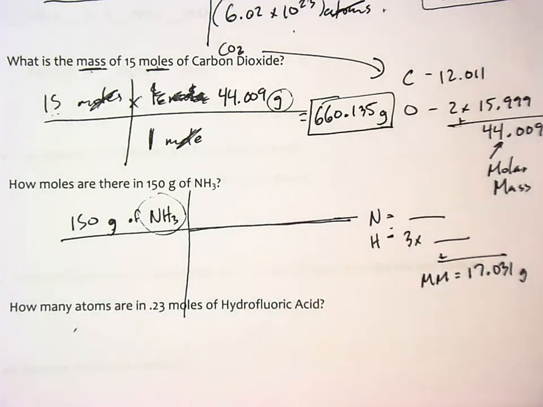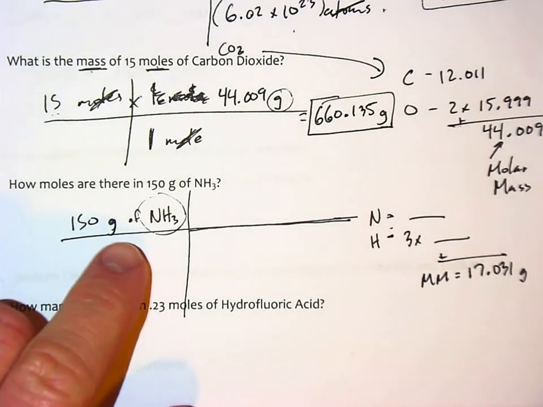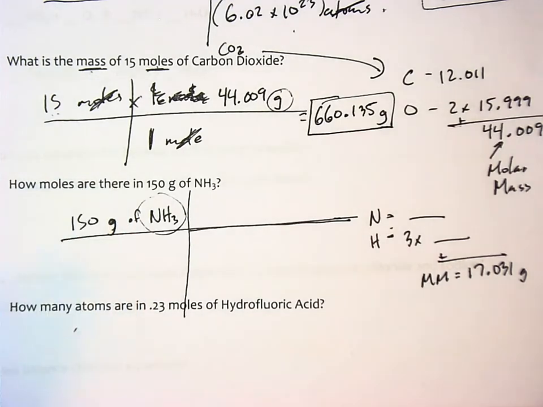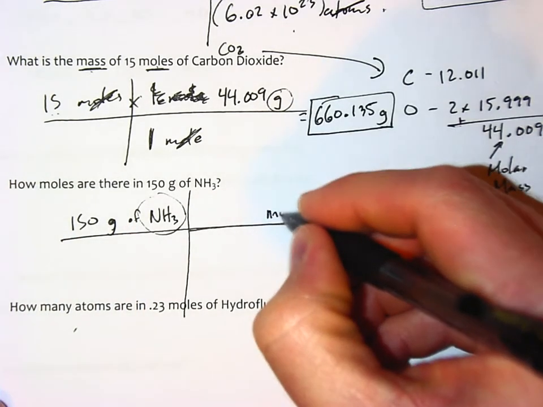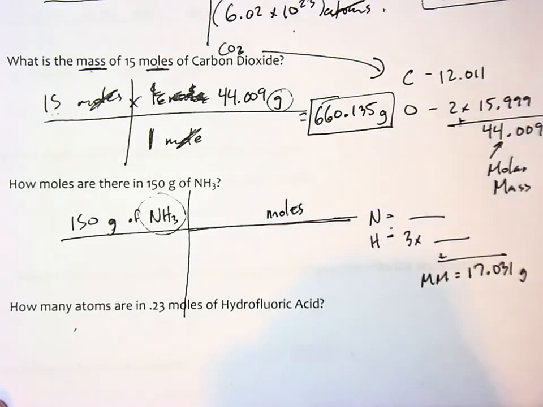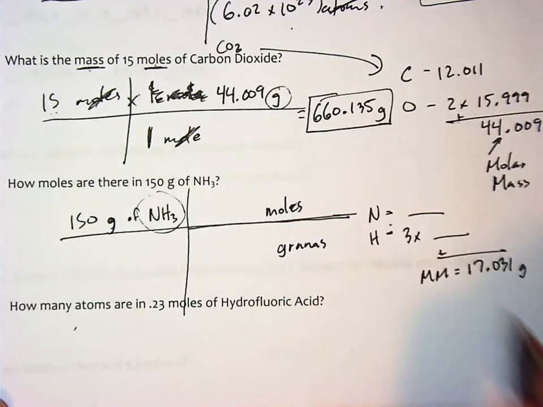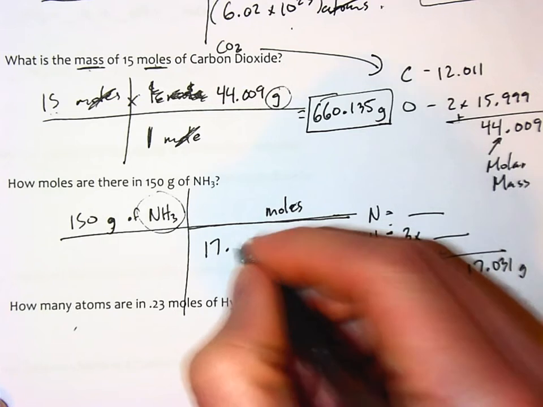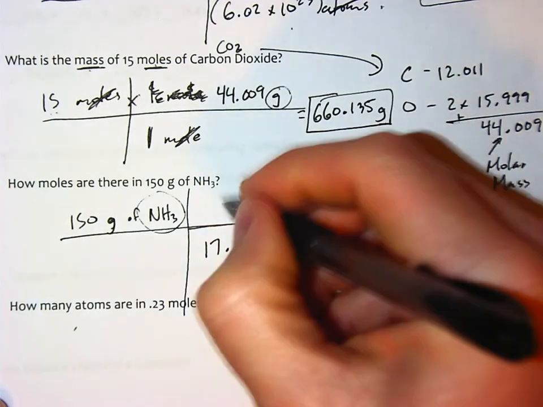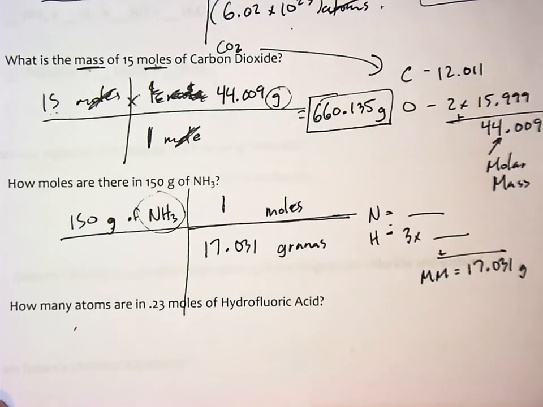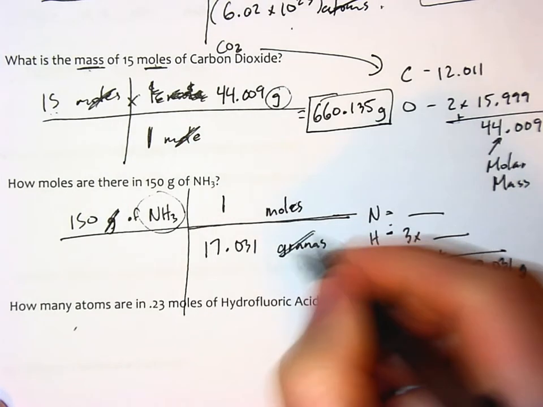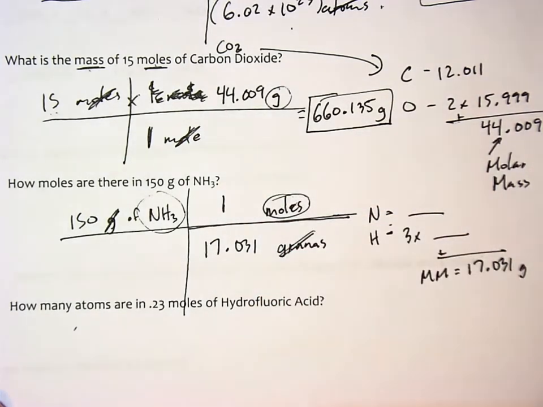But again, just kind of extra examples of how to find that molar mass. So here I'm in grams, but I want to know how many moles. Okay, so with moles, what I want to find is going to go on top. What I want to cancel is going to go on bottom. So my grams are going to go on bottom. That's the molar mass, so 17.031 grams is 1 mole. So the molar mass of the compound is equal to 1 mole of the compound. So my grams cancel. I'm left with moles, the unit that I want.